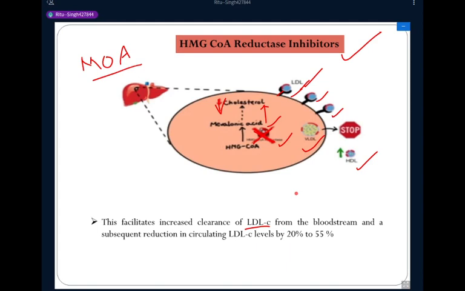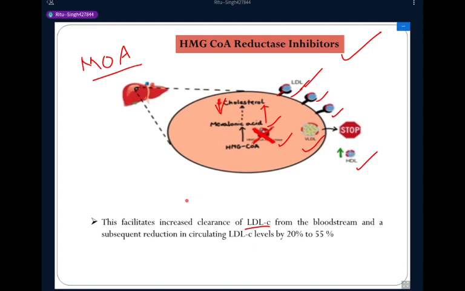An example of a drug which belongs to this class of coenzyme A reductase inhibitors is lovastatin. Lovastatin acts by inhibiting the HMG coenzyme A reductase enzyme in the liver cell. When this enzyme is inhibited, mevalonic acid is not formed, and cholesterol level does not increase in the liver cells. So the drug decreases the lipid level in the blood, and it acts as an antilipidemic agent.